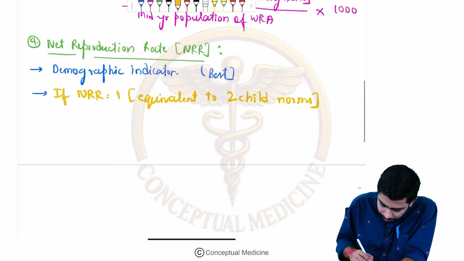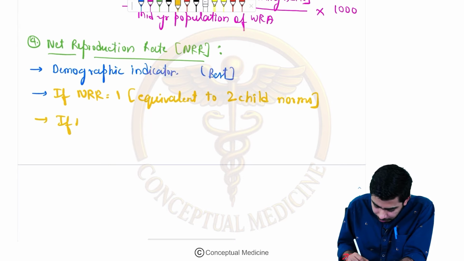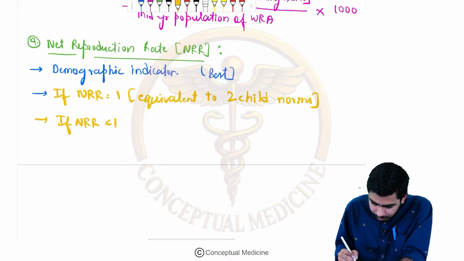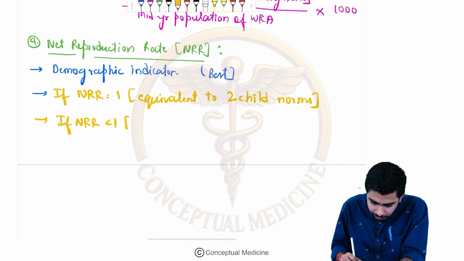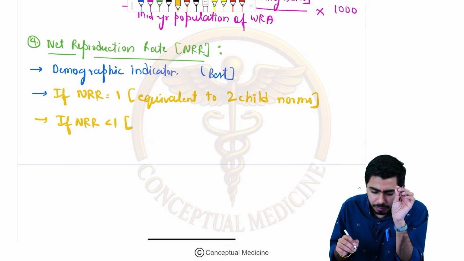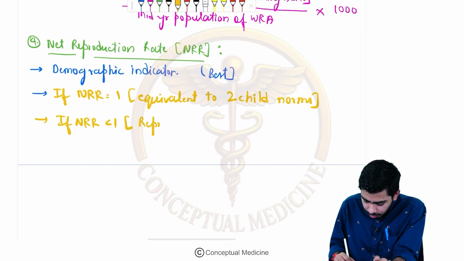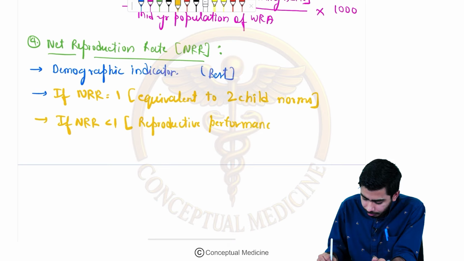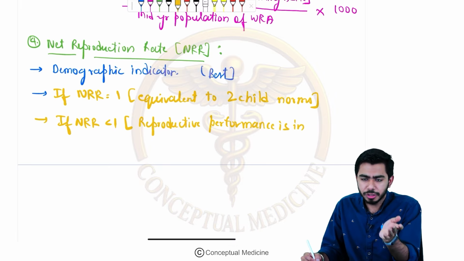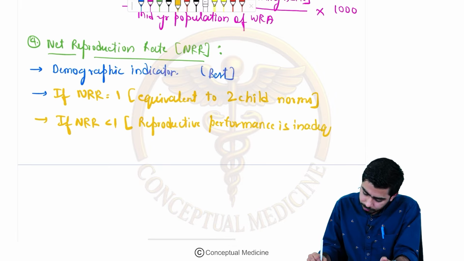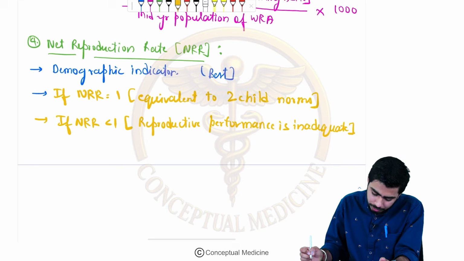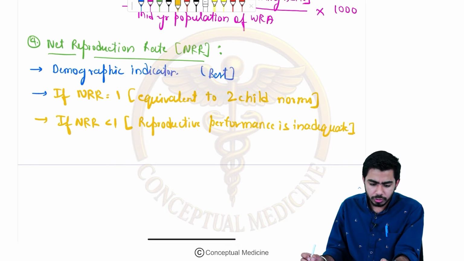Okay. Next point over here is that if, let's say, the net reproduction rate is less than 1, then we'll be saying that the reproductive performance is not adequate, that the reproductive performance is inadequate. It means the child norm will be less than 2. Inadequate. Right, so these two points you should remember over here.